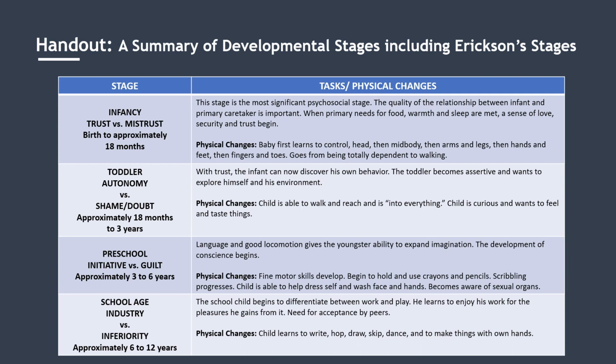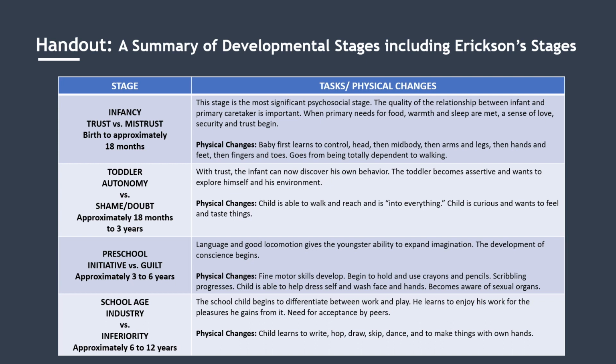Preschool age. Initiative versus guilt. Approximately 3 to 6 years. Language and good locomotion give the youngster the ability to expand the imagination. The development of conscience begins. Physical changes. Fine motor skills develop. Begins to hold and use crayons and pencils. Scribbling progresses. Child is able to help dress themselves and wash their face and hands. They become aware of their sexual organs.